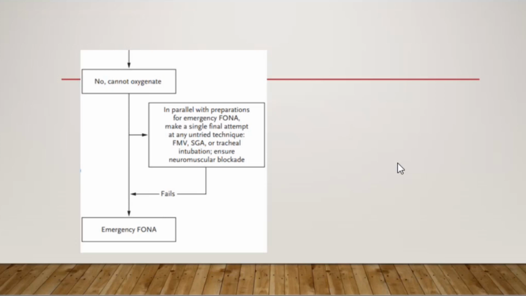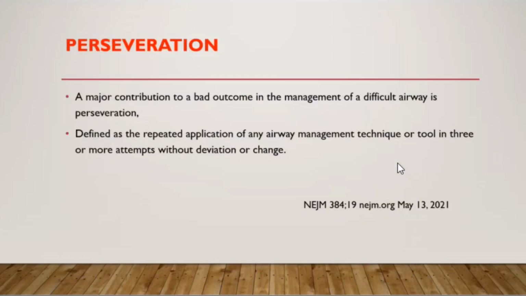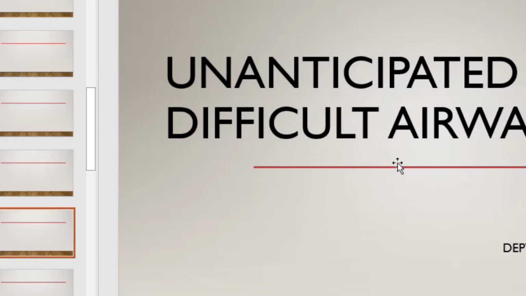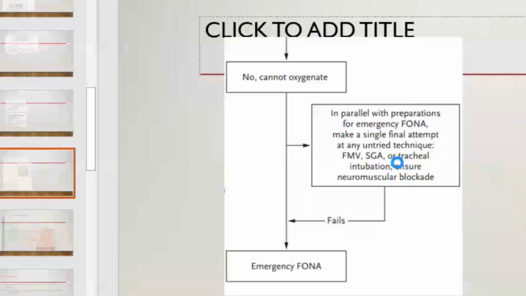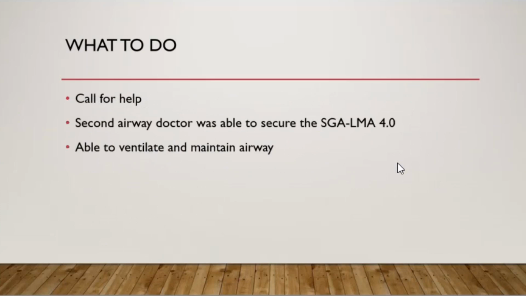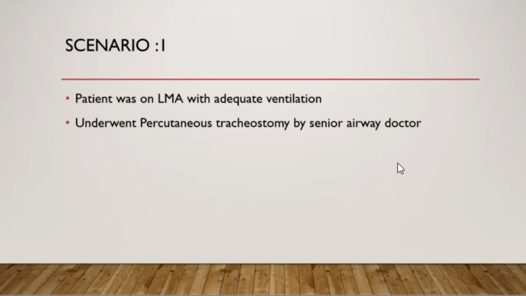So if you cannot oxygenate after difficult face mask ventilation, or after assessing a difficult airway that seems to be okay, but after induction you cannot maintain oxygenation, what to do? So we'll have to go directly for front of neck access. If you fail, you have to directly go for front of neck access.